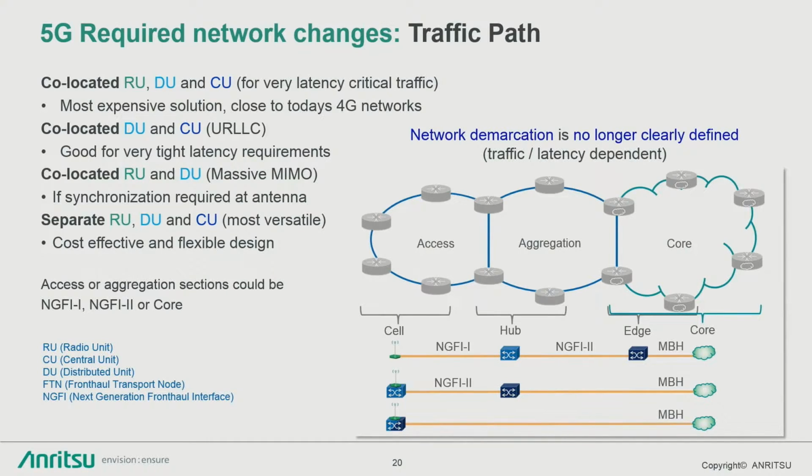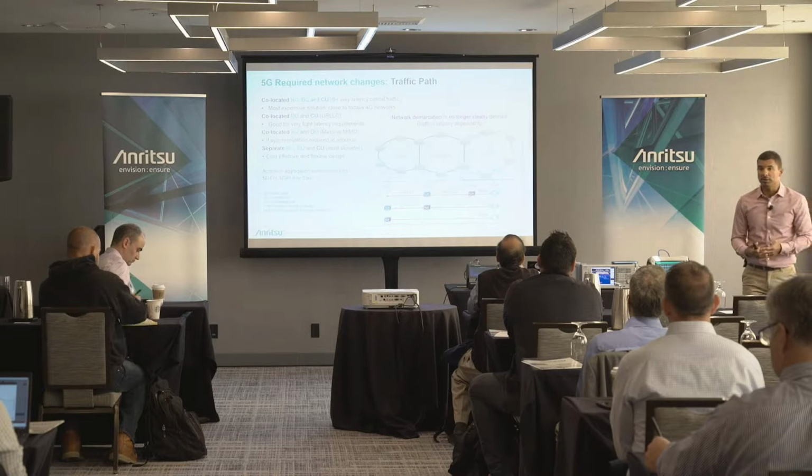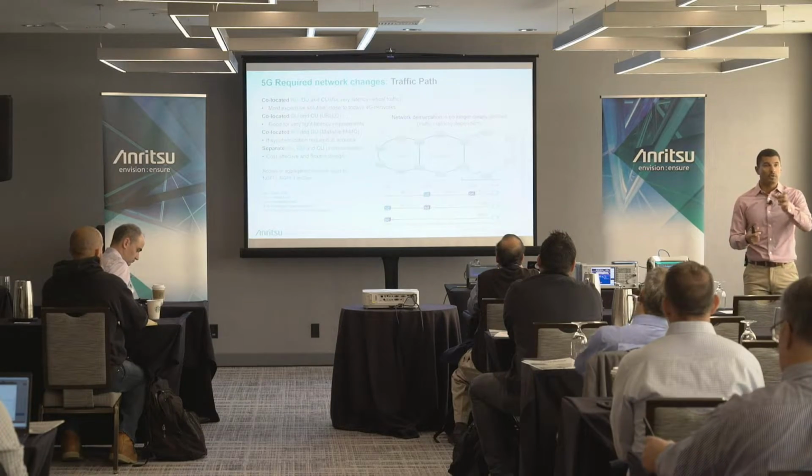Or you could distribute those RAN functions across your access aggregation and even out to your core network. Now your RAN, NGFI, NGFI2, and mobile backhaul goes all the way back to the core. The strength of 5G allows for that flexibility. It gives you the ability to move those functions based on what your application is. The challenge becomes, well, where's my test point? Where is that demarcation point now? And again, Jeff and I will discuss that later on.